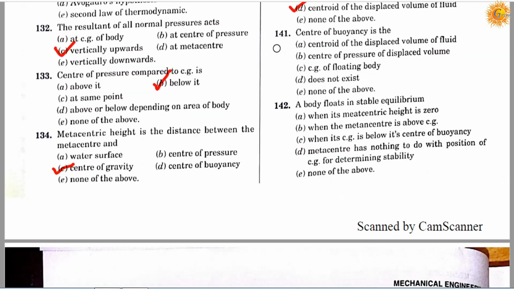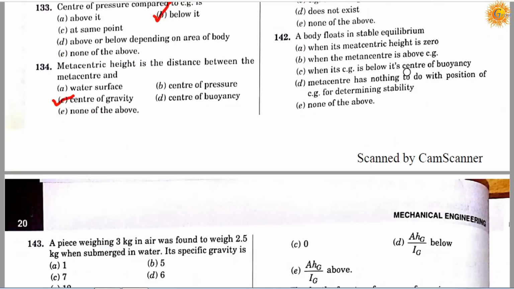Question number 141. Center of buoyancy is the option A, centroid of the displaced volume of fluid, option B, center of pressure of displaced volume, option C, the center of gravity of the floating body, and option D, it does not exist, and option E is none of the above. So the correct answer is A, center of buoyancy is the centroid of the displaced volume of fluid.